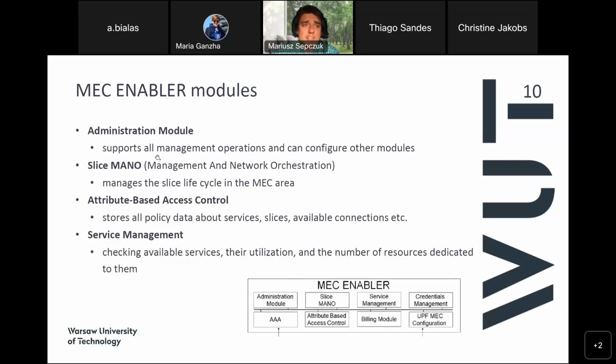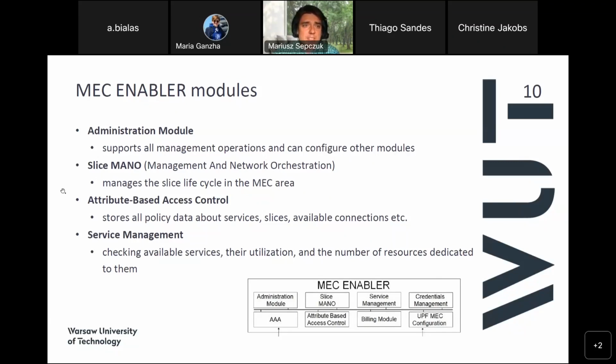The next one is slice mano, and the role of this module is to manage the slice life cycle in the MEC area. This manager can also reserve resources for the specific slices and mark them according to service type, the network identification, and any other rule associated with the service.